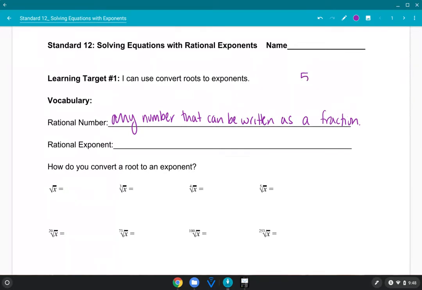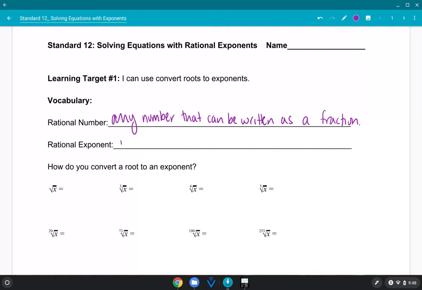Even 5 is, because you can write 5 as a fraction, but also like 21 over 1,732. That's a fraction, or that's a rational number. These are all rational numbers. All right. A rational exponent is an exponent that is a fraction, and it's tied to roots.